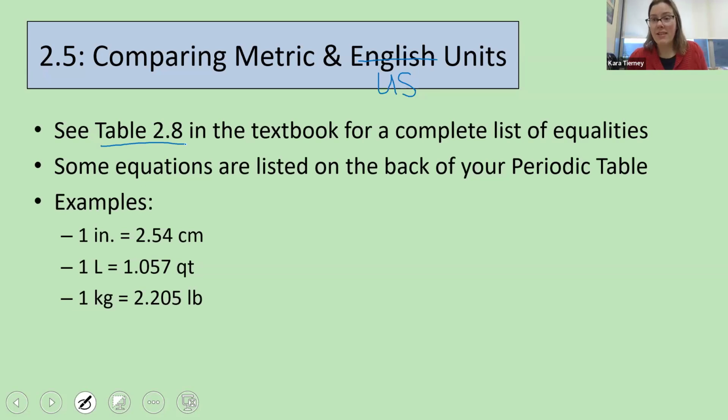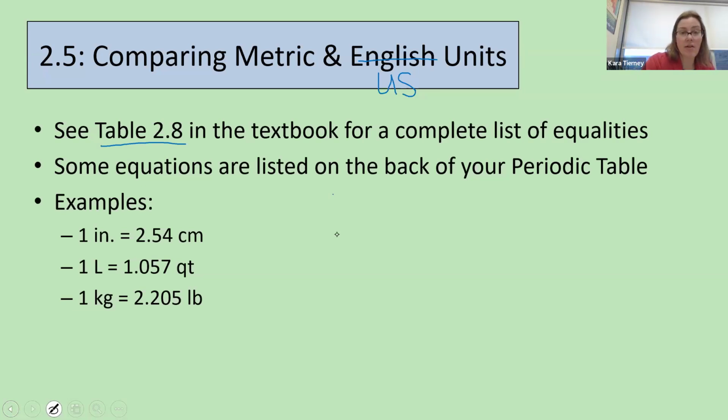Oh, I forgot it's right here. My laptop I set on top of my book. So this table 2.8, this is on page 43. Page 43.